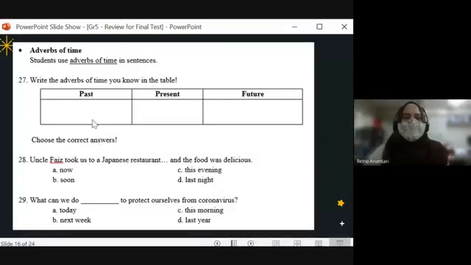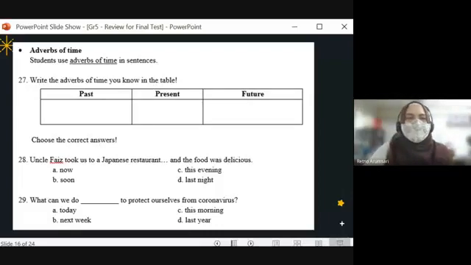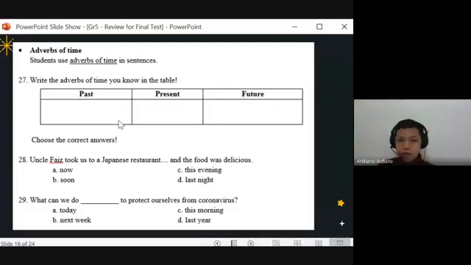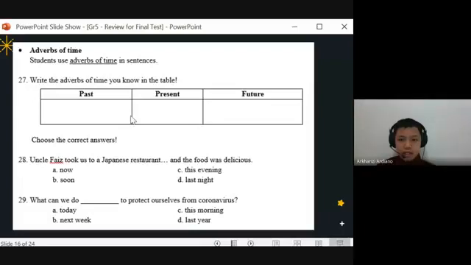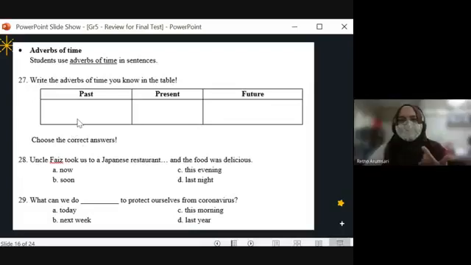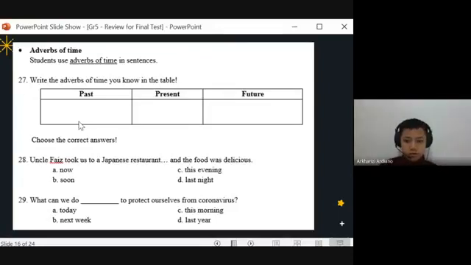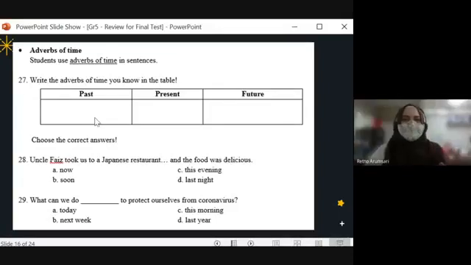Now, it's about adverbs of time. Now, what adverbs of time do you know? Put them in the table. Al-Kharizi, what adverbs of time do you know for the past time? Yesterday. What else? Last something, right? What else? Yes. Ago. Something with ago. Yes, well done. Last night, yesterday, something with ago.